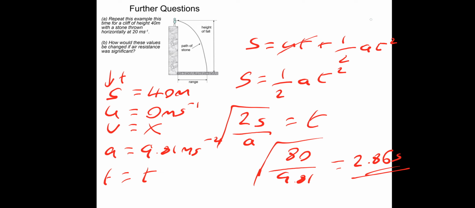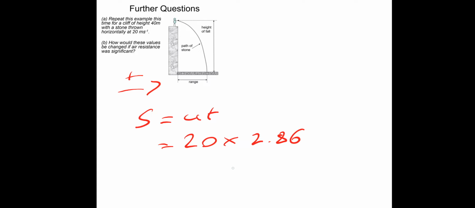So now that we've got the time, we can work horizontally. So horizontally, remember, is constant speed. So we don't need the equations of constant acceleration because there's no acceleration. So it's simply s equals ut. So the initial horizontal speed is 20, multiplied by the amount of time that the stone is in the air for, which is 2.855 etc. seconds. I'll just write 2.86, but use the full number in my calculator to give 57 meters to 2 significant figures.